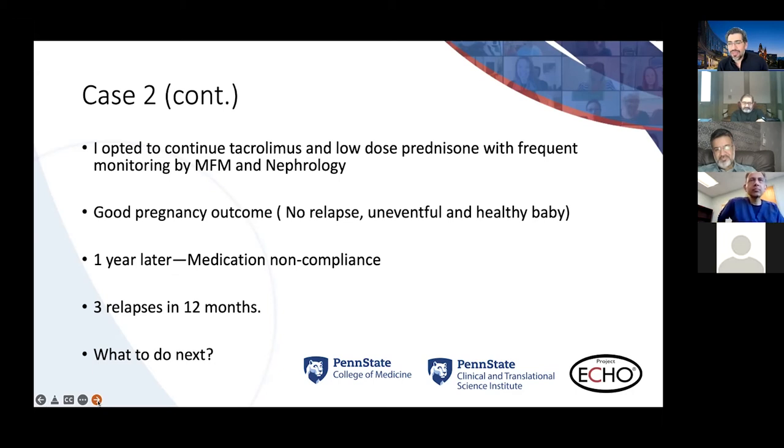So somebody's having medication non-compliance. So this is a fit case to give her rituximab at this point and be done with it. Yes, exactly, that's what we did. Anybody else would have done rituximab?